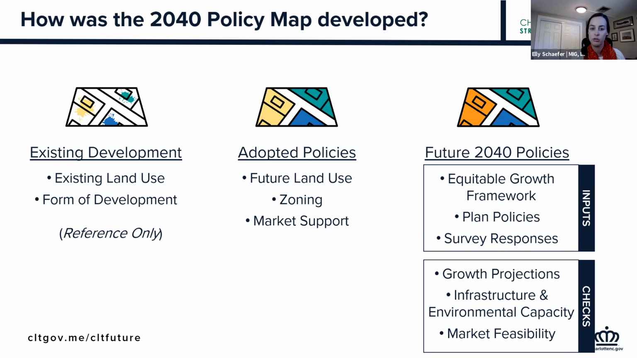And then the major inputs used to revise that second map and produce a draft 2040 map include the equitable growth framework and preservation policies from the comprehensive plan. And then the draft recommendations were checked against several other data sources, such as our growth projections, environment and infrastructure capacity, and market realities.